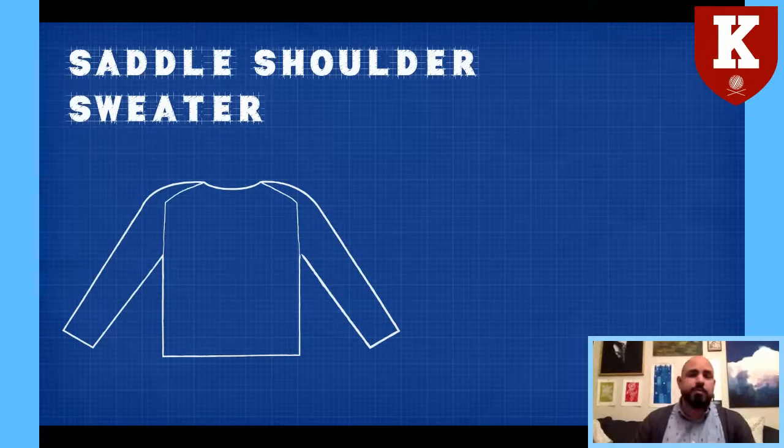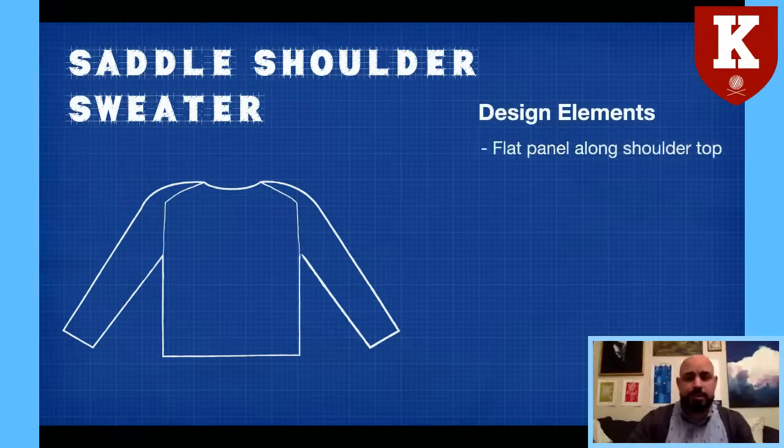It looks very nice, but it's kind of a style that's not really popular right now anyways. But I wanted to include this because it is a distinct look to a sweater, and there are some unique features to it. So the main design element here is that there's a flat panel that runs along the shoulder. It connects at the collar, and it comes all the way to the top of the shoulder and continues along the rest of the sleeve.